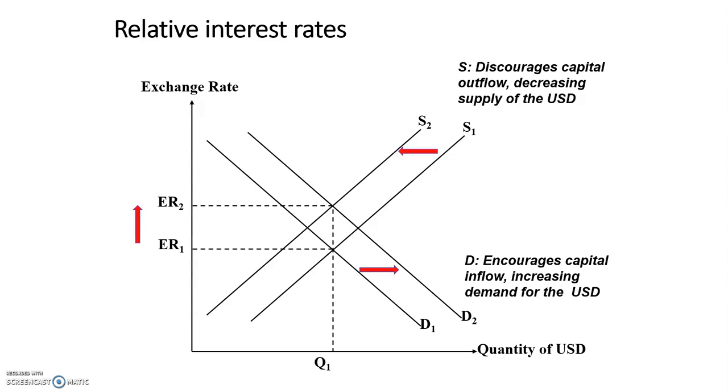As you can see in the graph, the higher interest rate encourages capital inflow, which increases the demand for the USD. Also, the higher interest rate discourages capital outflow, decreasing the supply of the USD. Therefore, the exchange rate rises.